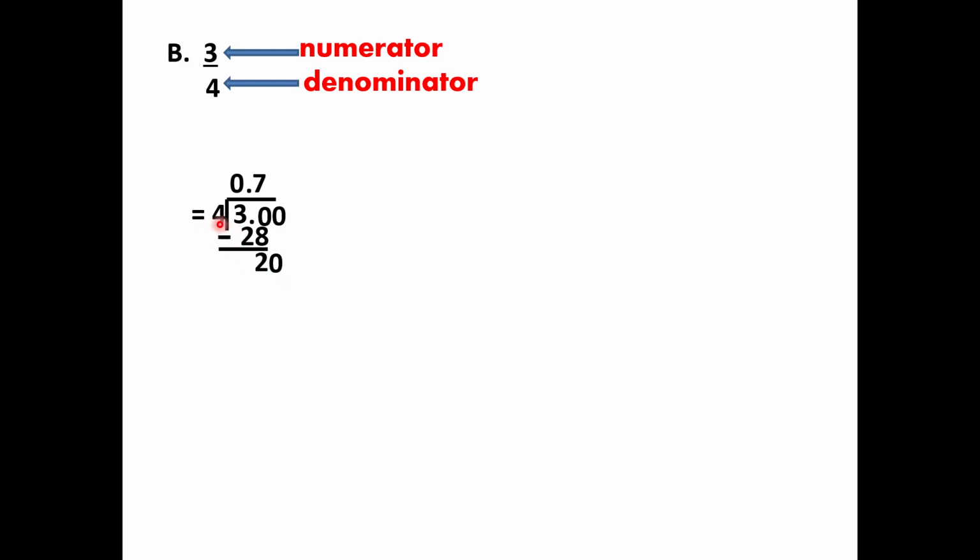So, 20 divided by 4 equals 5. Then, 5 times 4 equals 20. Then, we are going to subtract 20 minus 20 equals 0. So, ang sagot natin ngayon ay ang 3 over 4 na fraction, pag ginawang decimal, ang sagot ay 0.75.